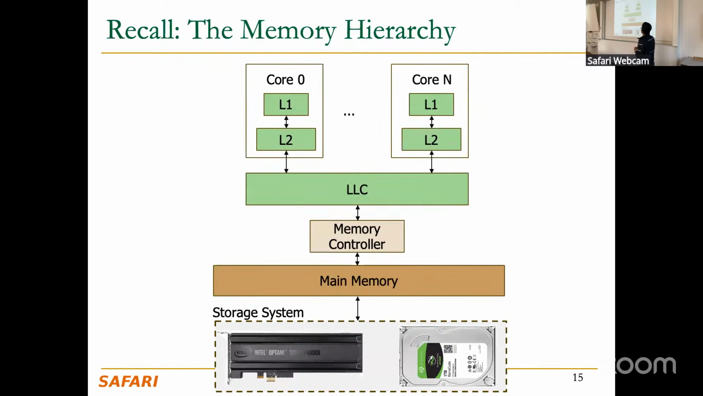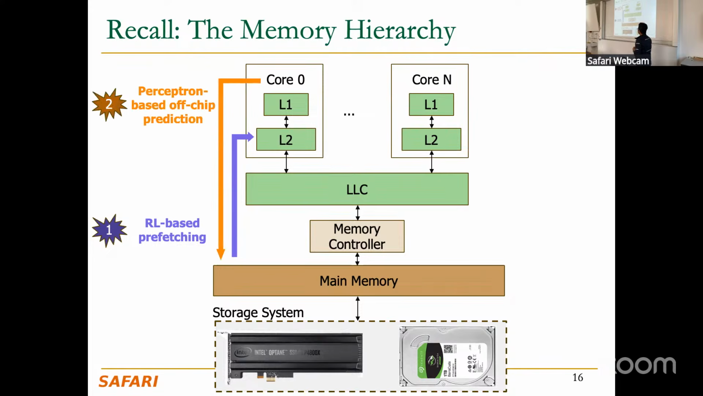This is the overview of the memory hierarchy that we have probably seen already. Inside, you have the core and the local private caches, then you have the last level cache, and the main memory, which is backed up by the storage system. For today's lecture, we are going to look into some proposals that we have made in the past. We are going to start with a reinforcement learning based prefetching solution, which is going to prefetch data from the main memory to the on-chip caches. So that's one example that I'm going to show.